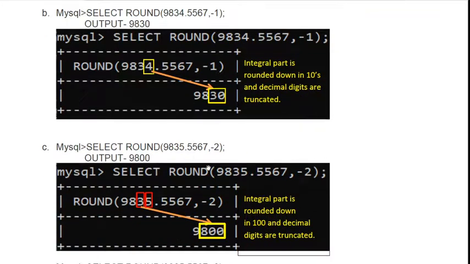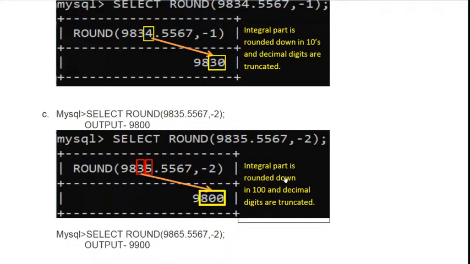Next one, round minus 2. Minus 2 means round in 100. So these two digits will be rounded. Okay, 35, which is less than 50. 35 is less than 50. That's why these two digits 35 will be removed, 00. So it will be 9800. It is rounded down in 100 and decimal parts are truncated.